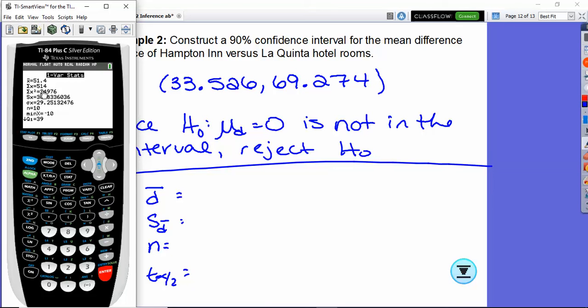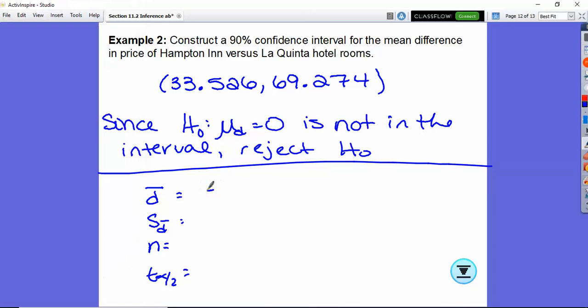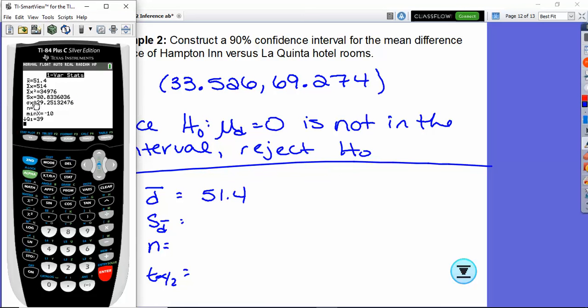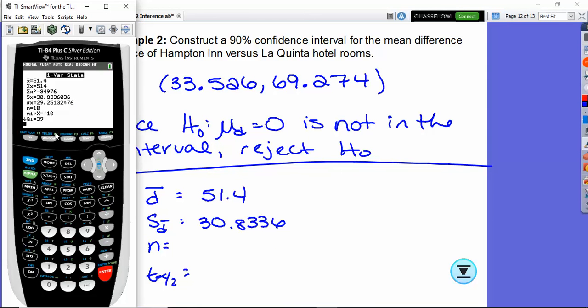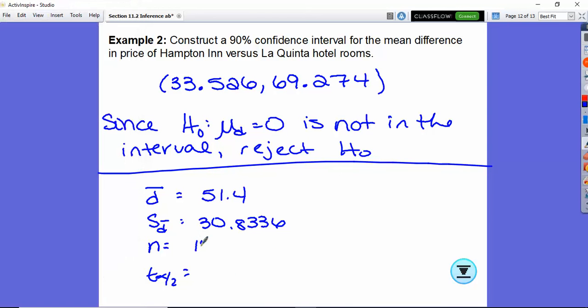So the mean of my difference is 51.4. Standard deviation of our difference is 30.8336. My n was 10. The only thing the calculator doesn't tell us is the t alpha over 2. We have to figure that out on our own. So remember, how many degrees of freedom do we have? 9. So we're looking at row 9.